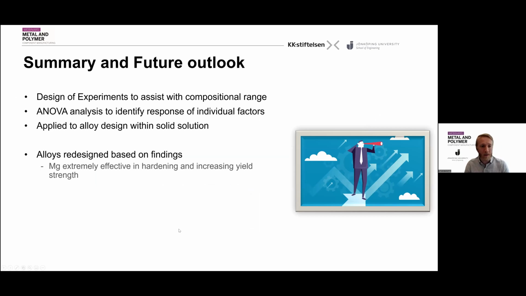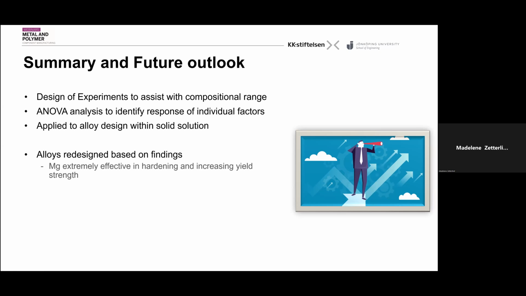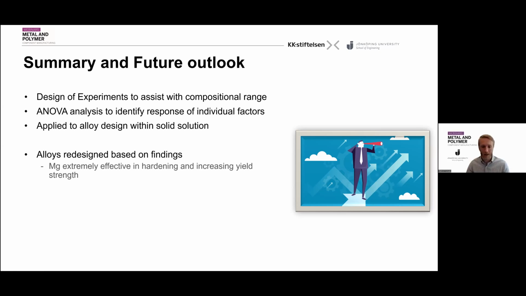So basically, the future outlook for this work is that we can quite clearly see from the analysis that magnesium is the most potent element in terms of hardening and yield strength, but we do sacrifice a bit of the ductility with this, with zinc and silver actually helping a little bit with ductility without changing the yield strength significantly. So we're using this to redesign a number of our alloys in the next iteration, so that we can try to maximize the mechanical properties within these aluminium cast alloys.